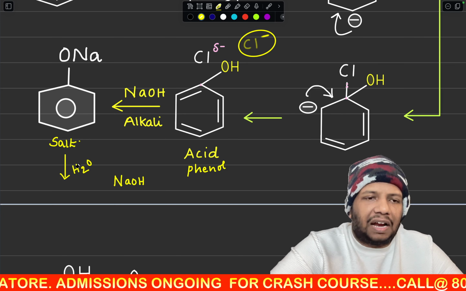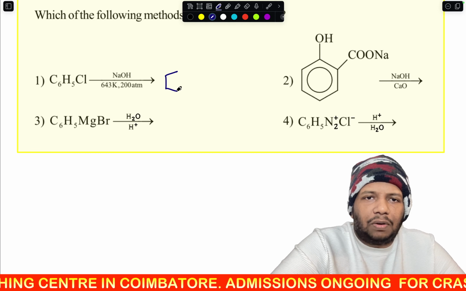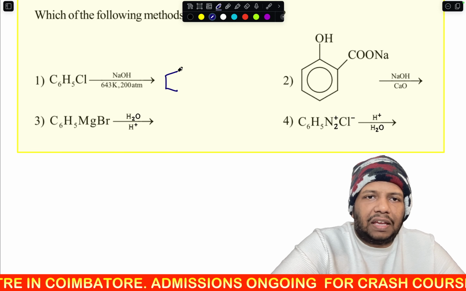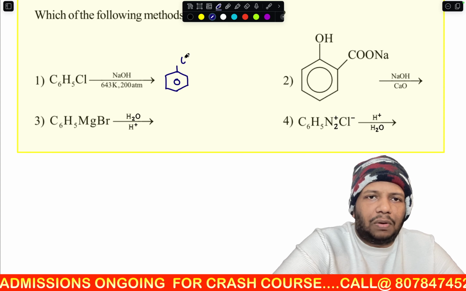You can see that I have explained that step here itself. So ONa is again treated with water to get back your phenol. So I can clearly say option 1 will surely give you phenol. So this is a method of preparation of phenol.